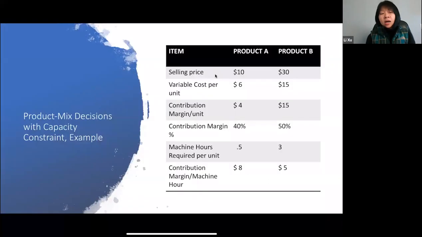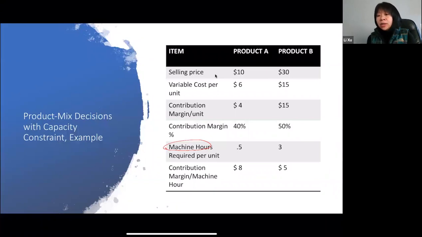Okay. For example, now the company has 2 products, product A and B. Okay. So here we have a contribution margin format income statement. It tells you how much the contribution margin per unit is. Then here, what is the constraint? The constraint is the machine hours. Okay, so the company has a limited number of machines. Therefore, they have a limited capacity on how many machine hours each product can use. So here, that's the capacity constraint.